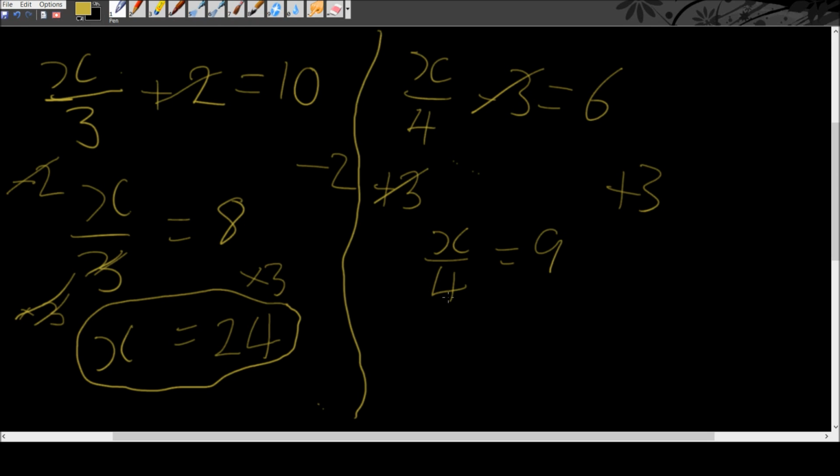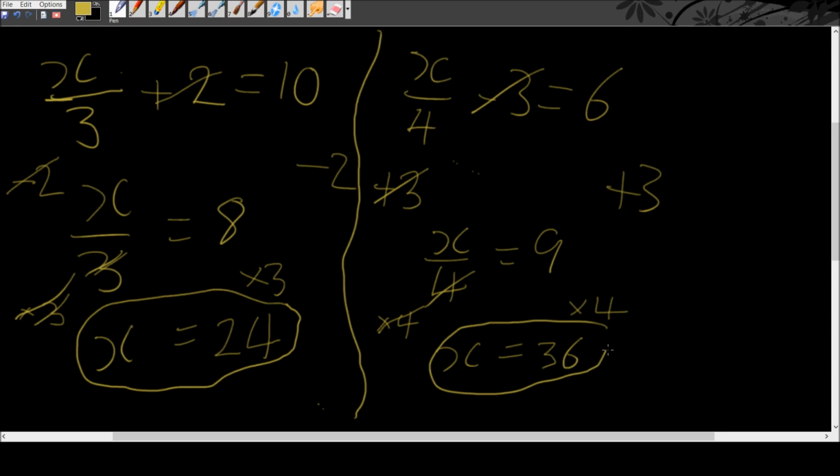Now we need to get rid of this divide by 4. To get rid of that divide by 4, you need to times by 4. Times that side by 4, times that side by 4 as well. Whatever you do to one side, you need to do to the other side. So we're just left with x is equal to 9 times 4, which gives us 36. And we have solved our equation there.